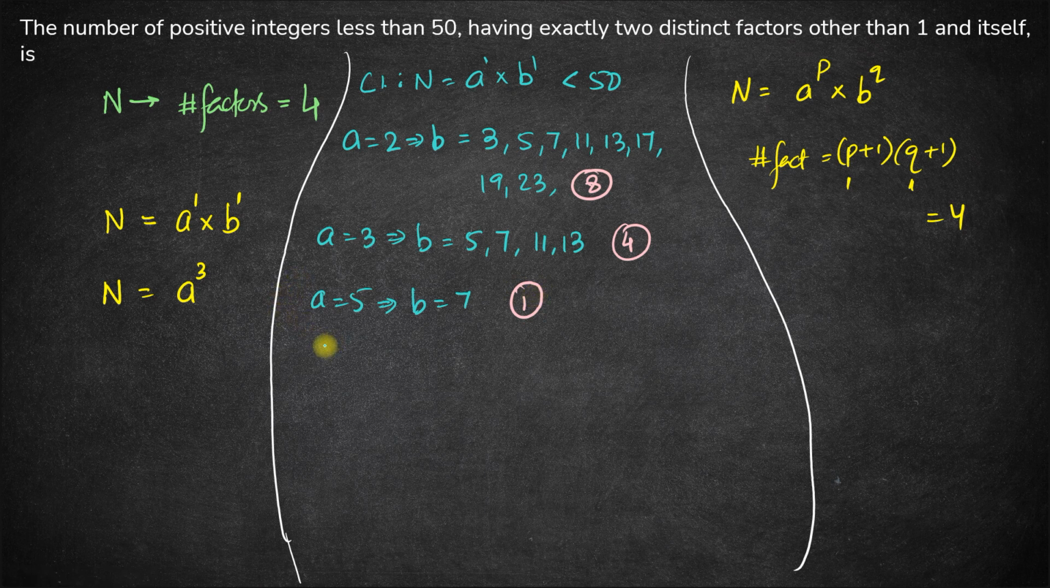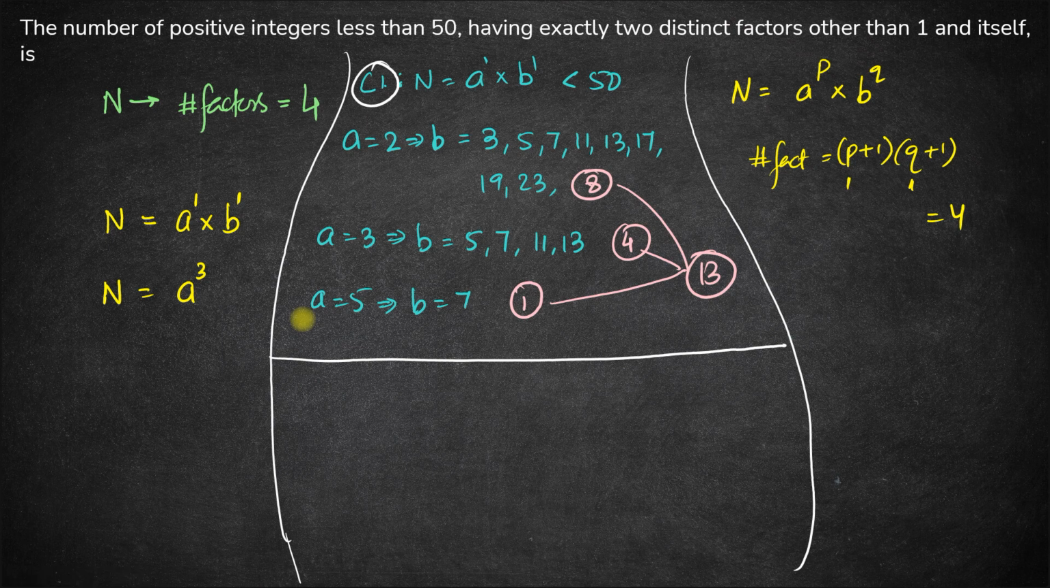What if a is 7? Now if a is 7, the prime number greater than 7 is now 11. So b cannot be 11 because 11 into 7 will become 77. So there are no other possibilities in this case. So the total number of possibilities in this case is 8 plus 4 plus 1, total 13 possibilities. So from the first case we get 13 such numbers, right?